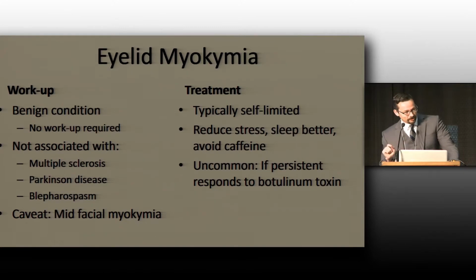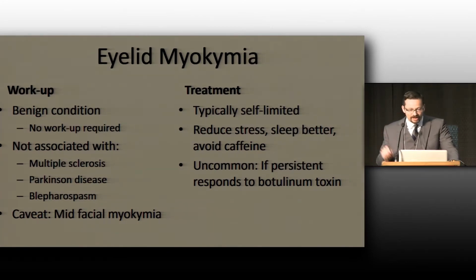The one caveat to this is that if you have mid-facial twitching in association with the eyelid twitching, then we do worry a little bit more about something like multiple sclerosis. It can be an indication of demyelinating disease, right? And so you have to keep in mind the context of how old the patient is and whether there are any other neurologic symptoms, but I really look carefully for the mid-facial twitching.